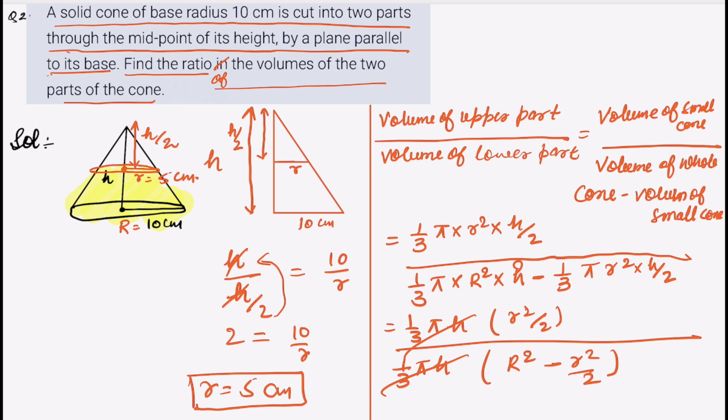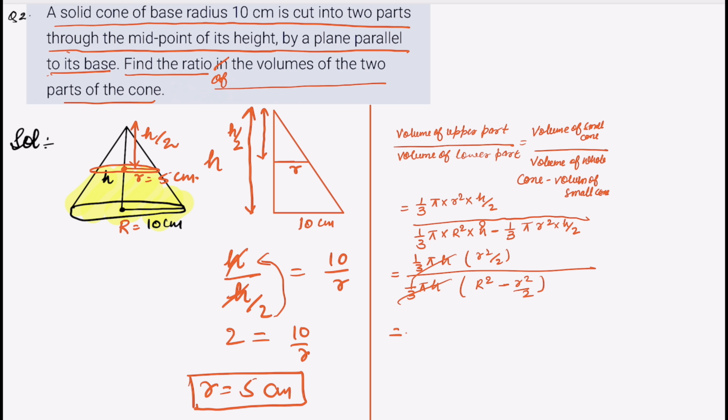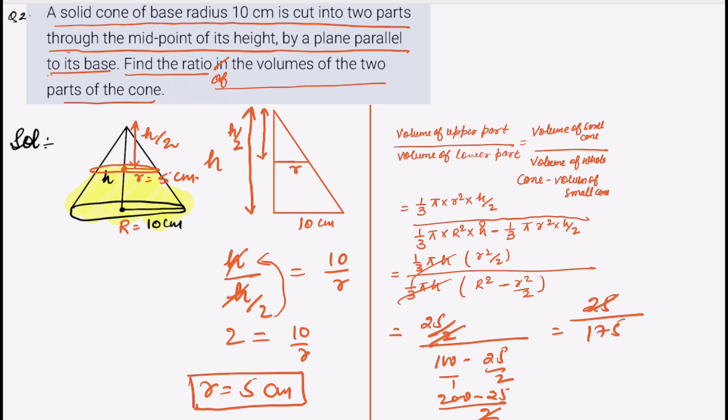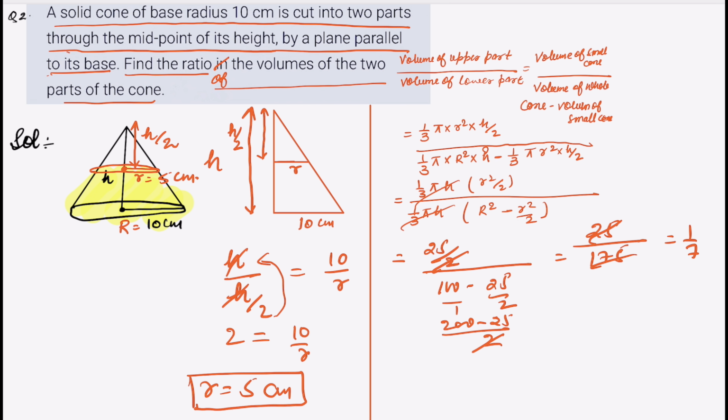So on cutting this we will be remaining with small r square by 2 upon capital R square minus small r square by 2. So from here we will put the value, small r is 25 by 2 upon capital R square, that is 100, minus 25 by 2. On solving further, taking LCM, we will get 200 minus 25, that is equal to 25. So this 2 will cut this 2, 25 upon 175, so that is 1 by 7. Therefore the required ratio is 1:7. This is the answer.